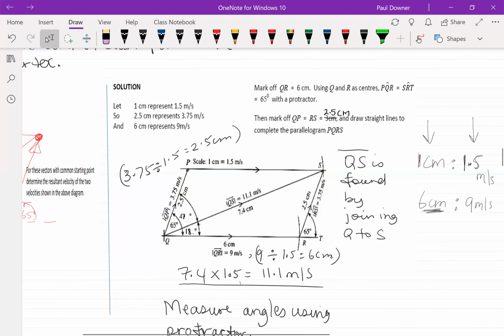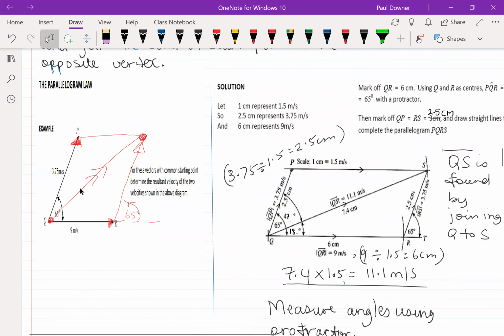So basically what that is telling me is that I have to draw this 6 centimeters long, which I would have done. Then I would measure 65 degrees with my protractor. And then how long would this go? Well, we know that this is supposed to be 3.75 meters per second, right? From on this side, right? This is 3.75 meters per second right here. So I have to get that on this side. How do I do that?